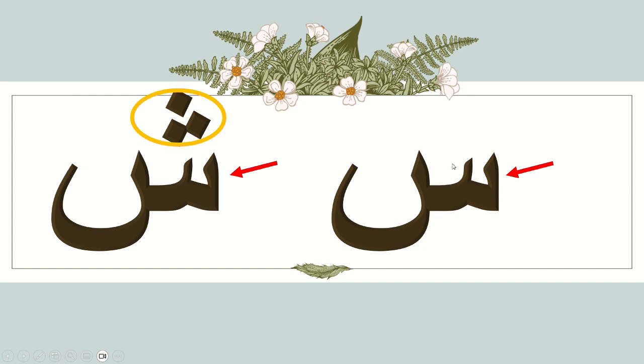As you can see, as usual, they have the same main body or shape. The only difference is the dot. Above the Shin, there are 3 dots. We are going to learn about that in our next video, inshallah. But today we are just going to learn about حرف al-Sin, which has no dots, only a shape.